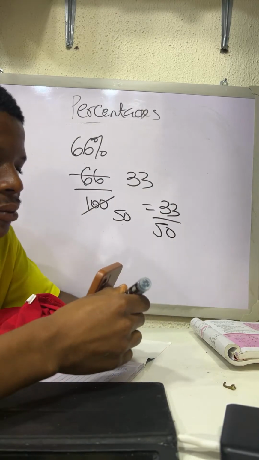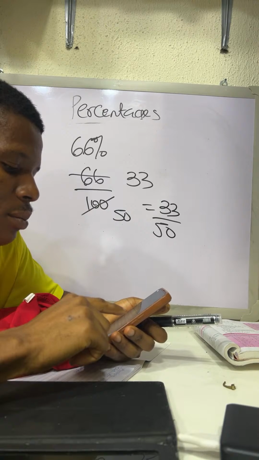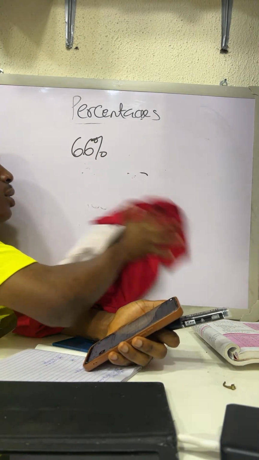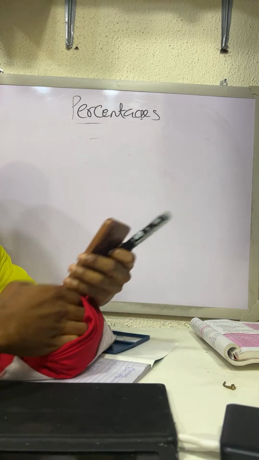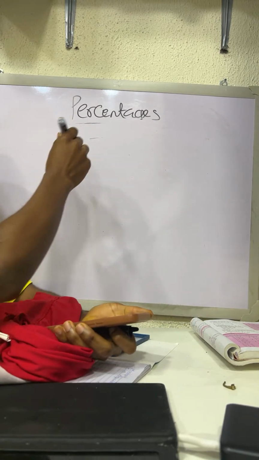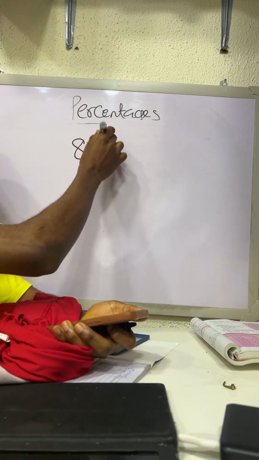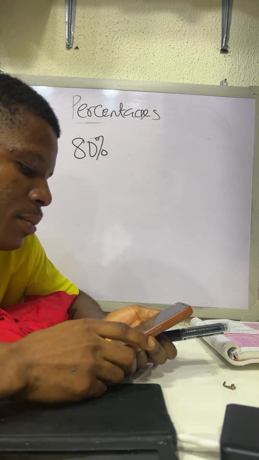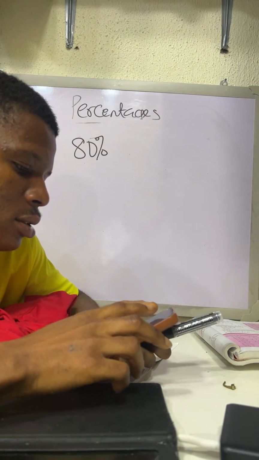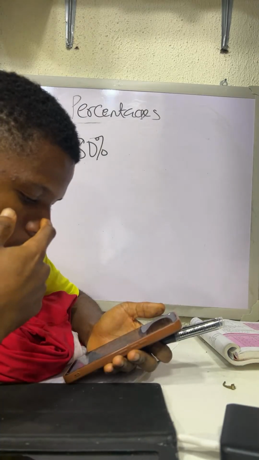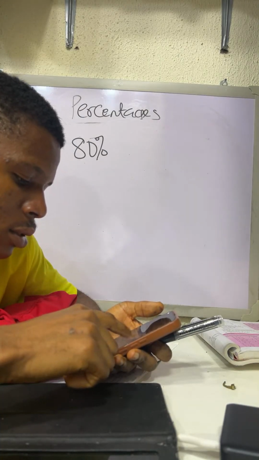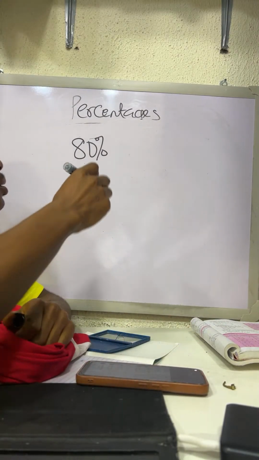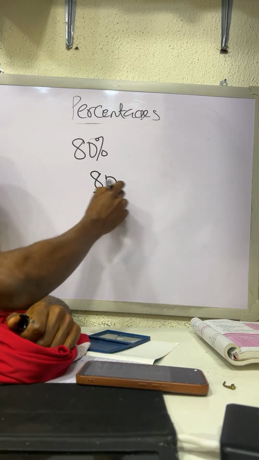So this is very, very simple. This is how we actually do percent. So let's look at the next one. We look at 80%. So here we are trying to convert 80% to what? To a fraction. So for you to convert it to a fraction, you have to write it as 80 over 100.